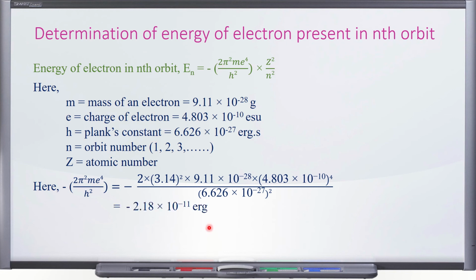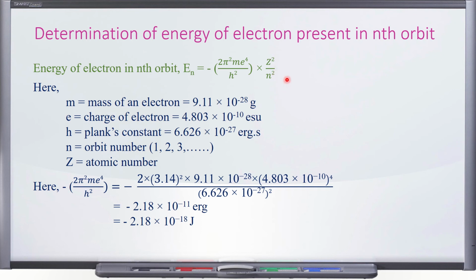It comes minus 2.18 into 10 to the power minus 11 erg. Why does it come in erg? Because we have taken all the terms in CGS unit, so it will also be erg. And the energy of electron in nth orbit En equals minus 2.18 into 10 to the power minus 11 into Z square divided by n square erg.